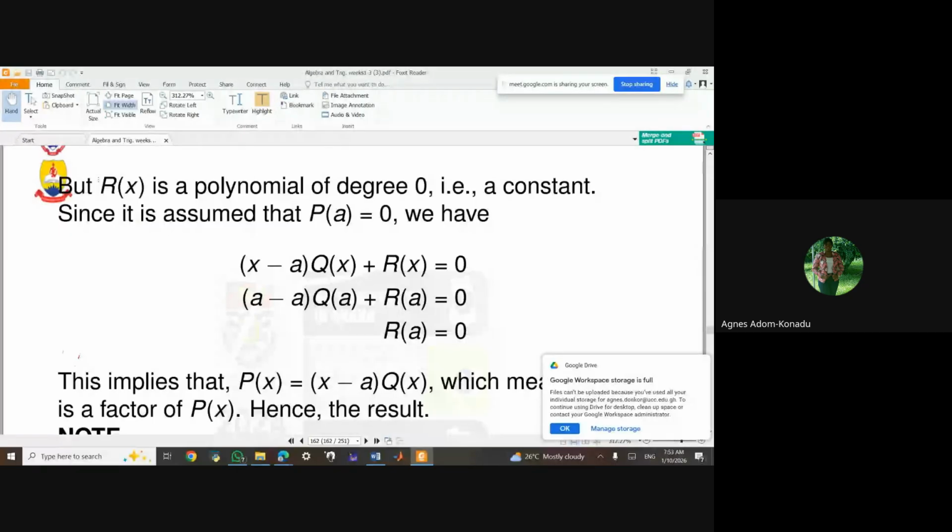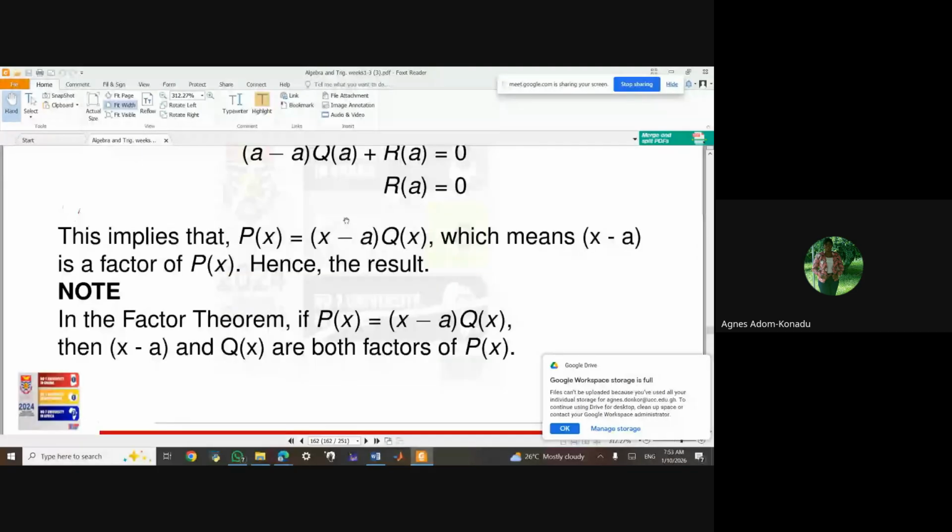So this implies that if x minus a is the factor of the function p of x, then it means that my remainder is 0. So this implies that p of x is equal to x minus a into bracket q of x, which means x minus a is a factor. Hence, that is the result.